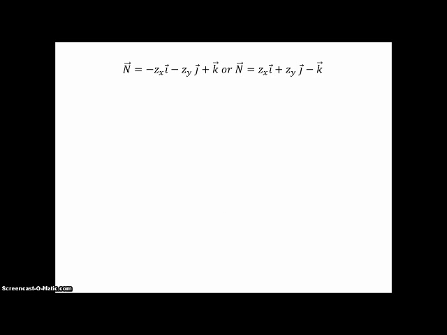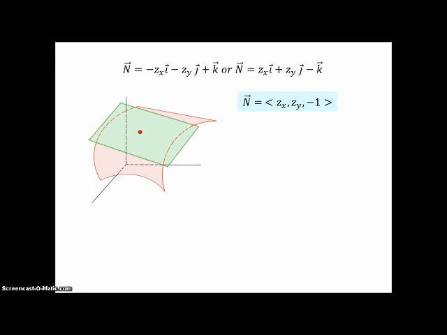Now those negatives are a bit unfortunate, so we'll use the normal pointing in the other direction, down from the surface. And so there it is in component form. Now here's a picture of the point (a, b, c) on the surface and the plane that's tangent to the surface. And let (x, y, z) be any point on the plane, the tangent plane.